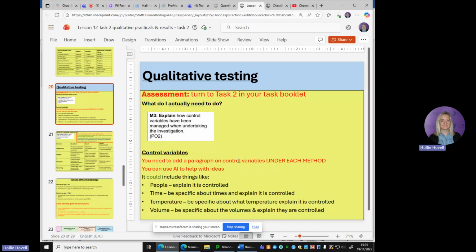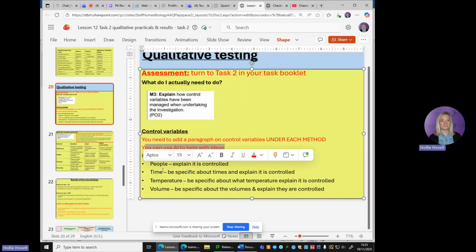So add a paragraph on control variables underneath each method. So maybe under each rationale, add a new heading, control variables, and write a paragraph for each experiment that you did. If you're not sure, even after this video, AI can help with ideas. Do not copy and paste from AI, but it can give you ideas of things that were controlled in an experiment.